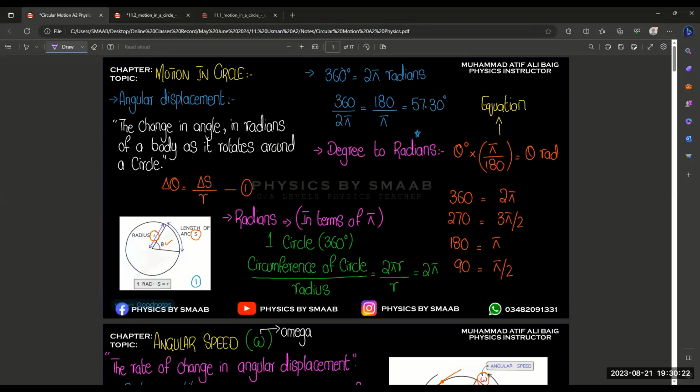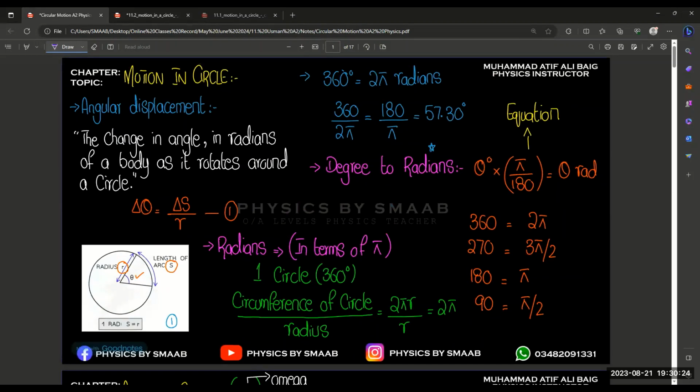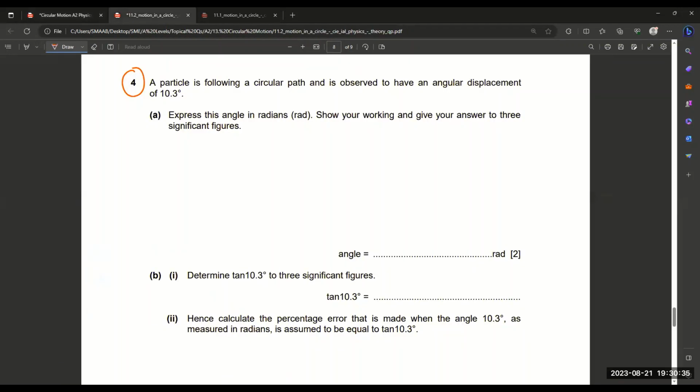We discussed in the very first topic that if we need to convert degrees to radians, we need to multiply by pi by 180, and that will give your answer in radians, right? So we'll just do 10.3 multiplied by pi over 180.